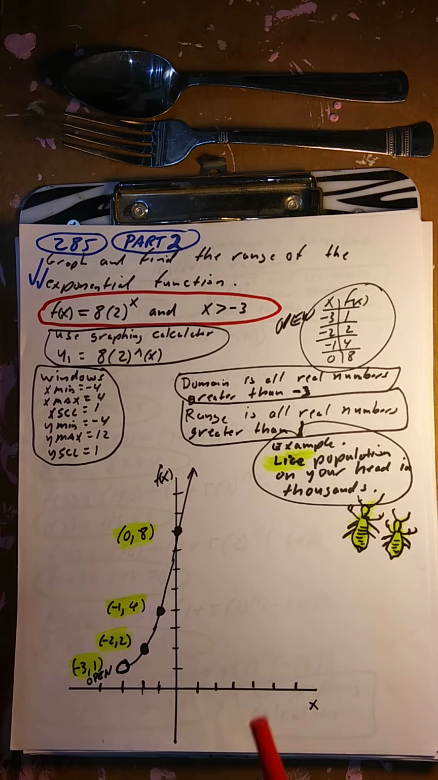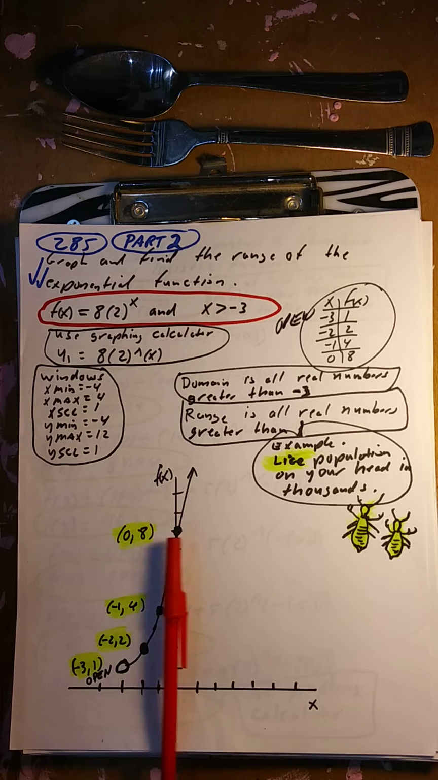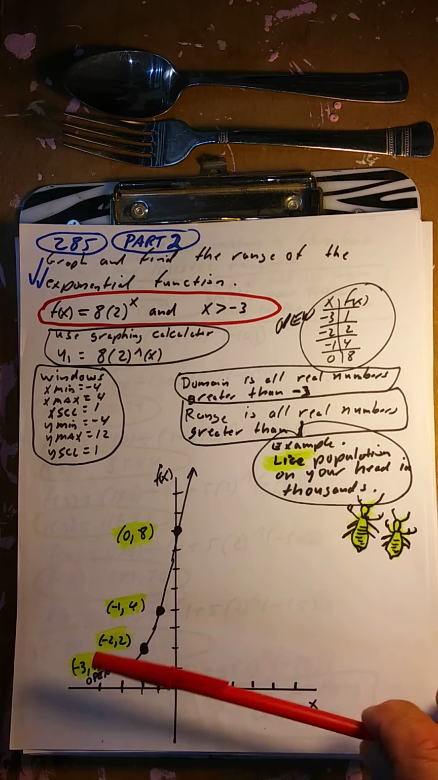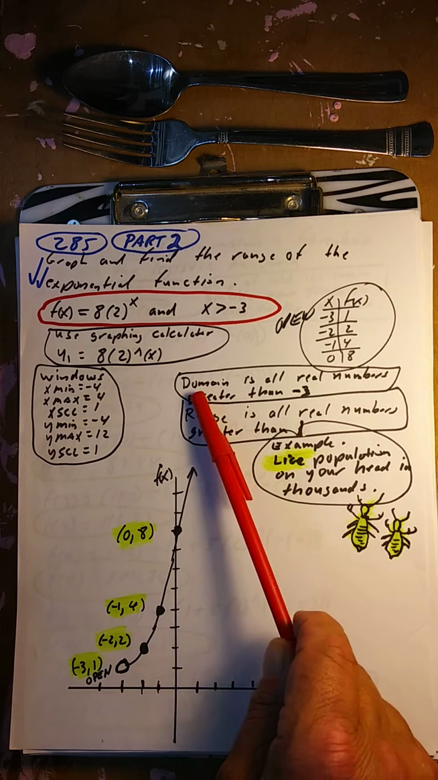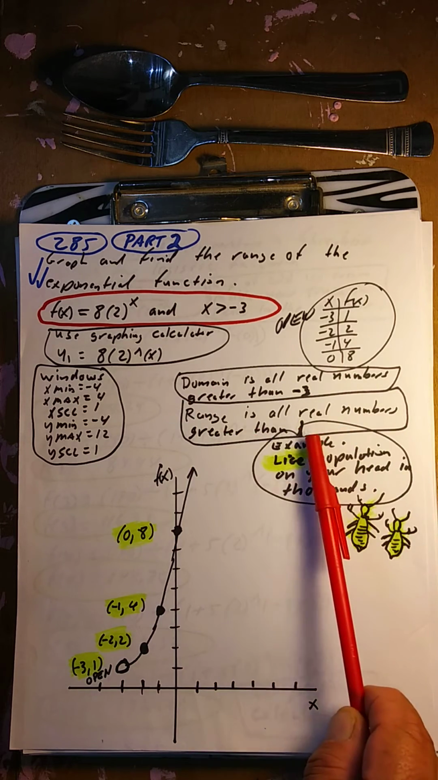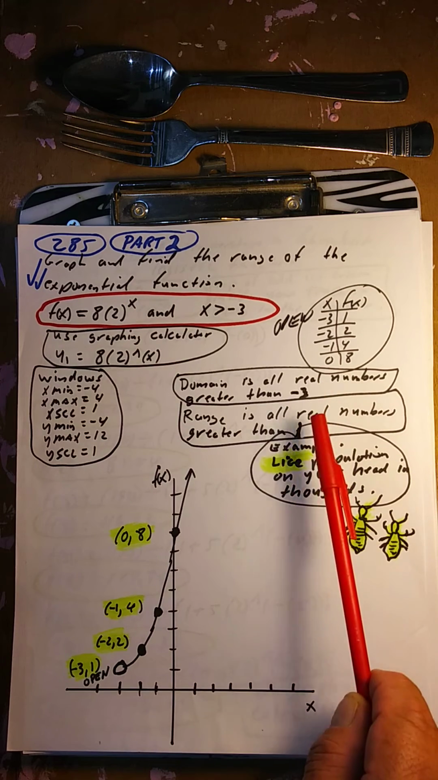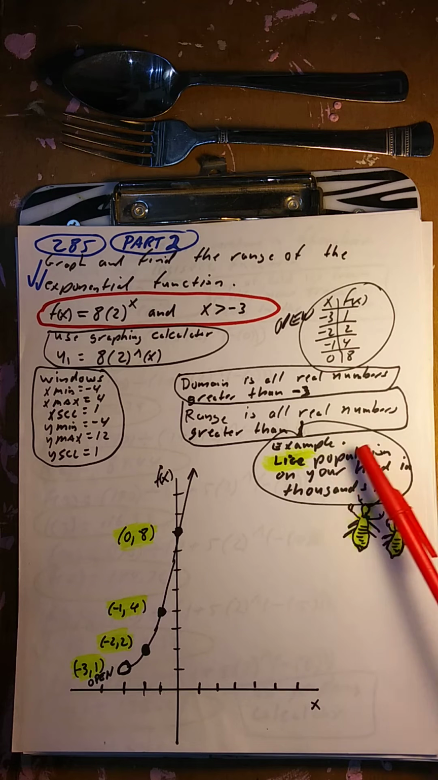Also, let's look at the domain. Domain is all real numbers greater than -3. Greater than, not equal to. Range is all real numbers greater than what? 1. See the 1 right here? Up. So domain is all real numbers greater than -3. Range is all real numbers greater than 1. -3 and 1.